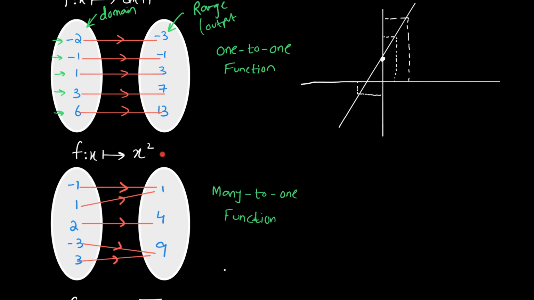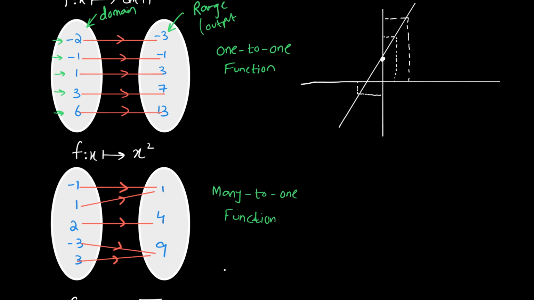Now, why is this function x squared a many-to-one function? Because I can get the same output 1 by plugging in -1 in the function or 1 in the function. Similarly, I can get 4 as my output by inserting 2, and the same value 9 can be obtained by plugging in -3 as well as 3. So such kind of mapping is known as a many-to-one mapping, and it's for a many-to-one function.